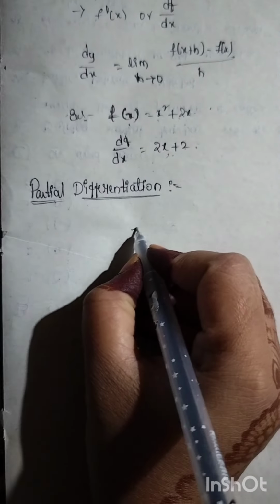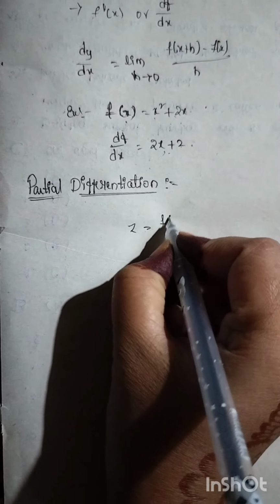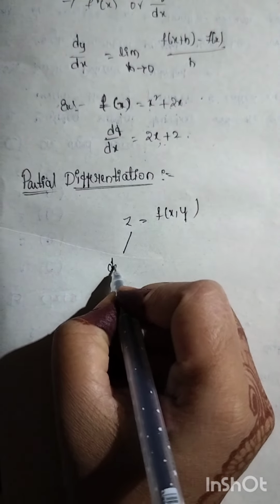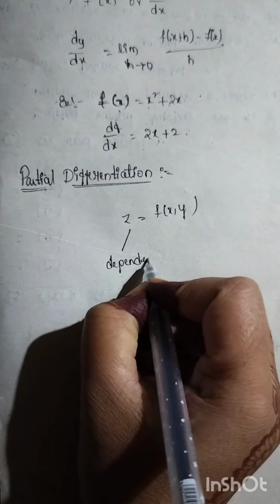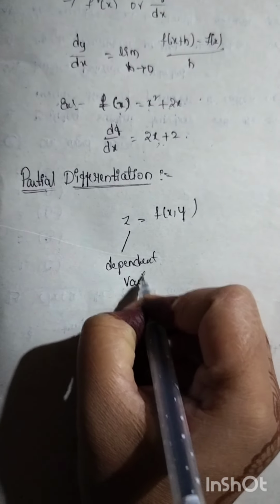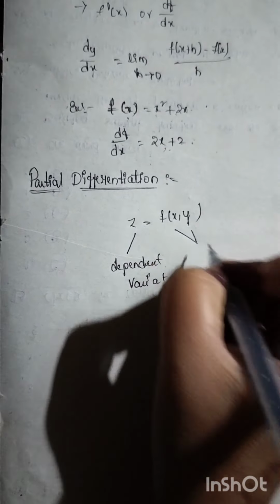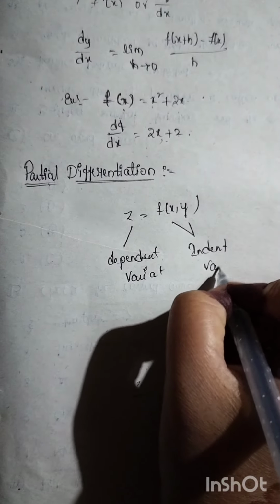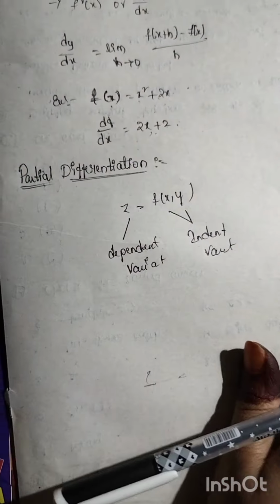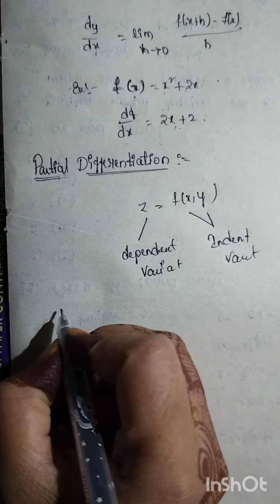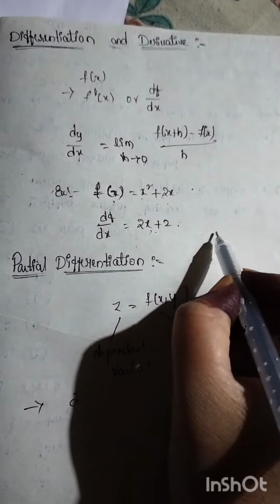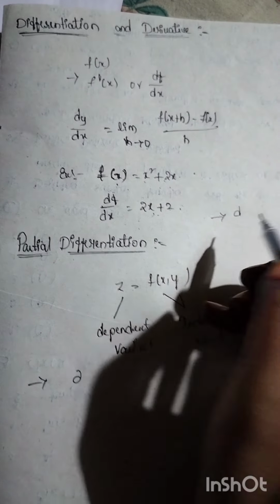Let z is equal to f of x comma y. Here z is the dependent variable, and x and y are independent variables. In partial differentiation, we denote it by dou. In differentiation, we call it d.